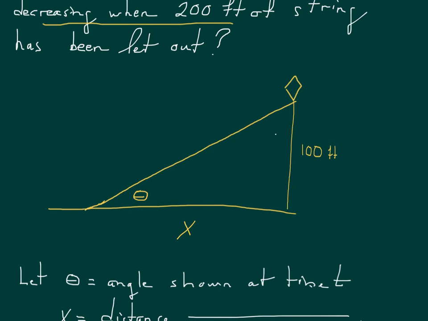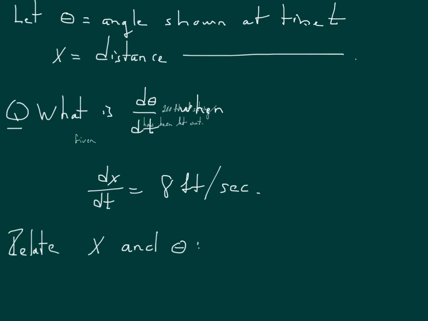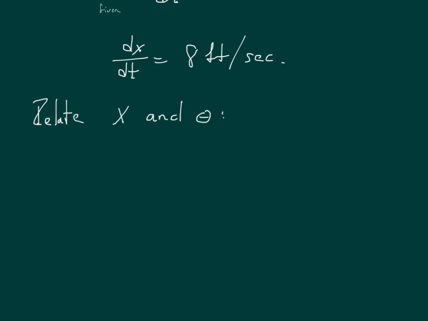Well, tan theta, you'll remember, is equal to opposite over adjacent. So tan theta is equal to 100 over x. So let's write that down. Tan theta is equal to 100 over x. Now we have theta and x related. We know dx/dt, and we're looking for d theta/dt.